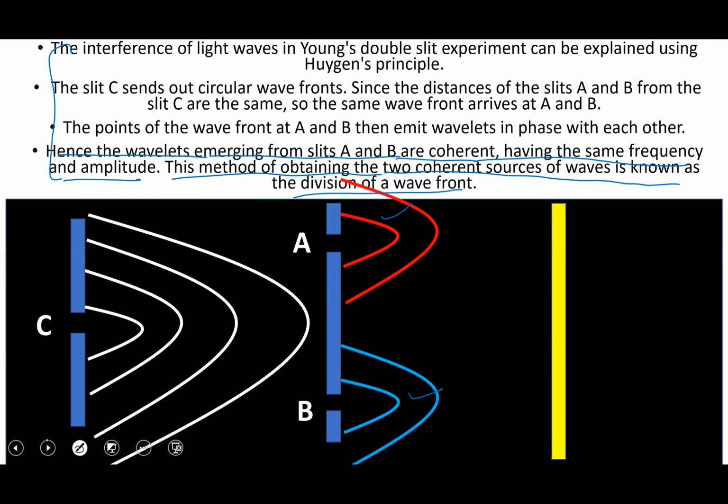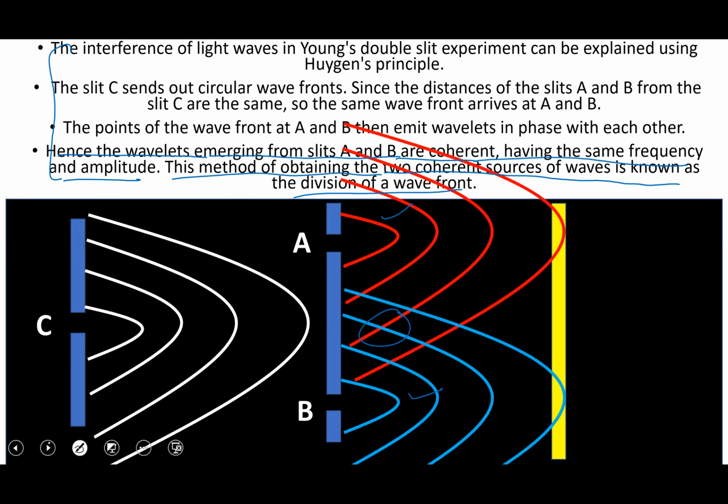So as they move, constructive and destructive interference occurs toward the screen, as you can see over here. They interfere like this at certain points. And due to this interference, dark and bright fringes will begin to appear on the screen, right over here. This is the screen, and dark and bright fringes will begin to appear over here.